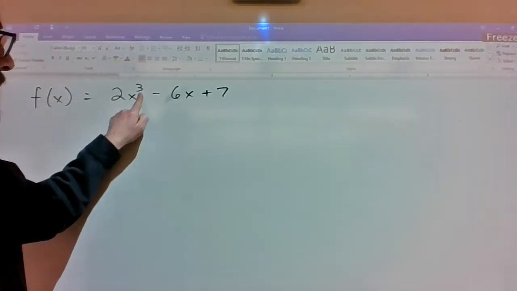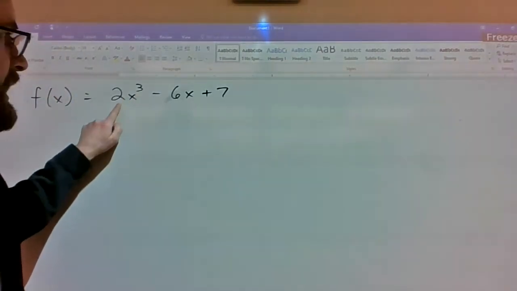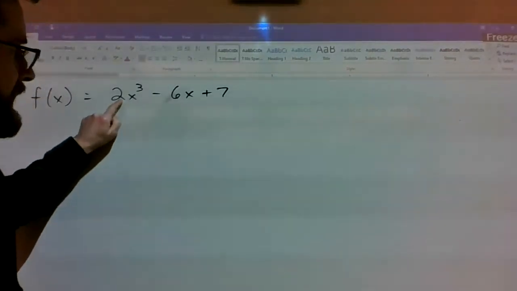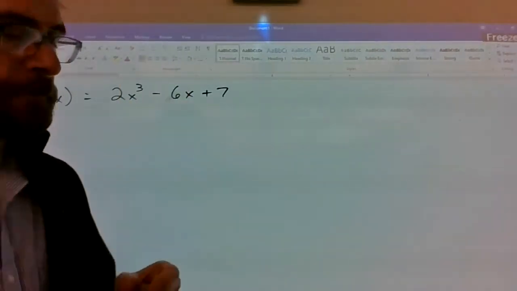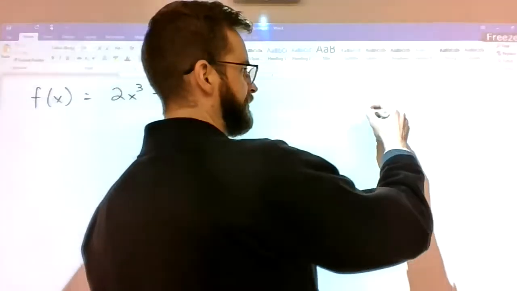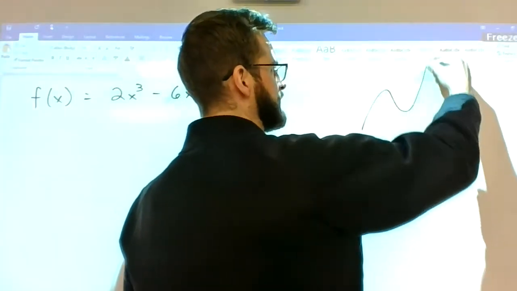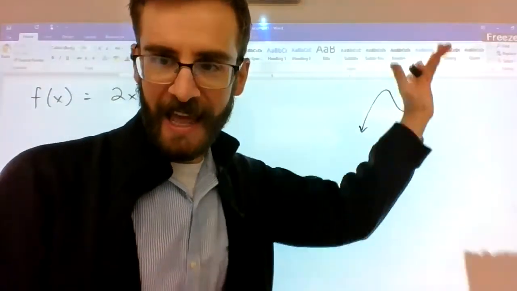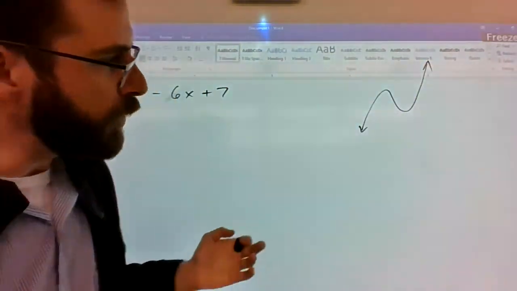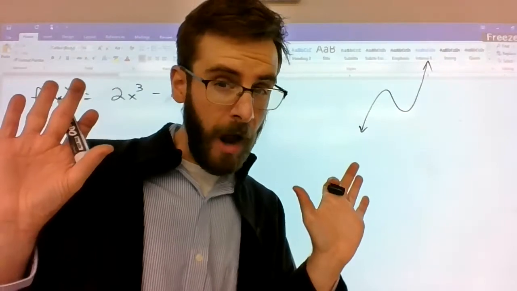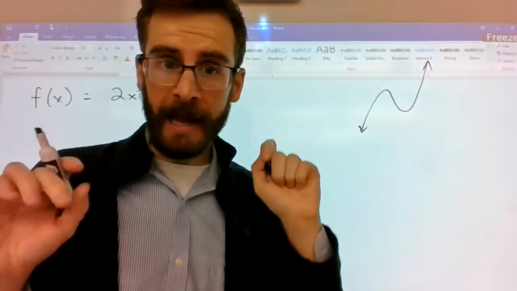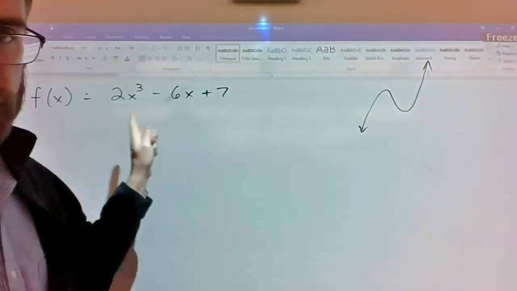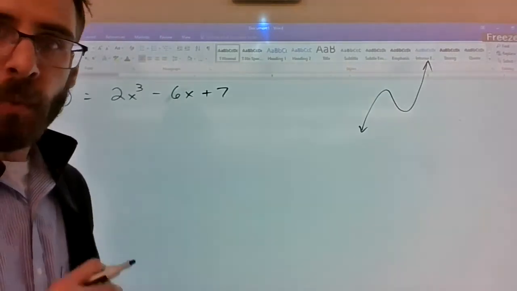The leading power is odd. The leading coefficient is positive. And there's another x value in there. That means that we should have this n-like behavior. I use the letter n because it kind of looks like an n right there, yeah? So we should be expecting probably at least one max and one min value based on what you're seeing right here. So what do we do first?